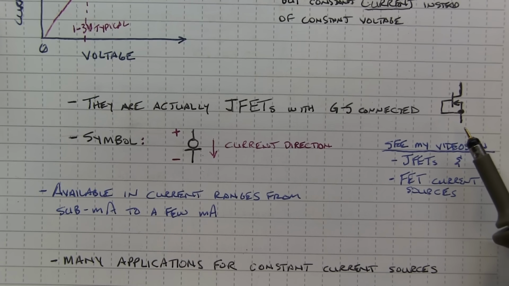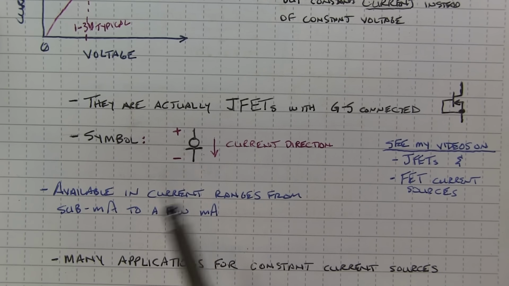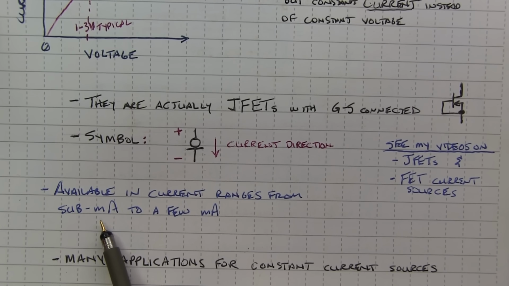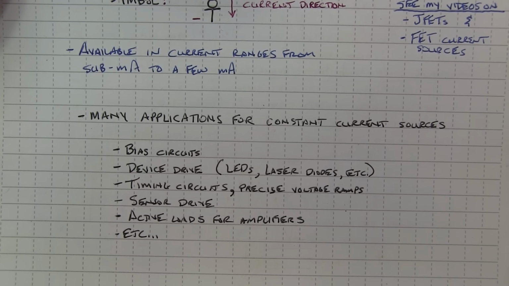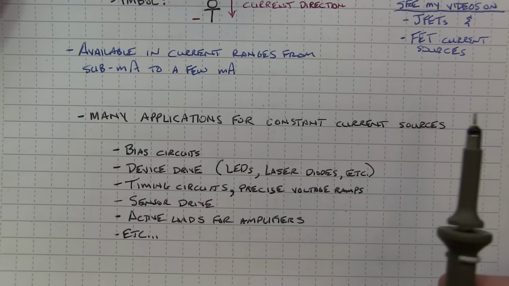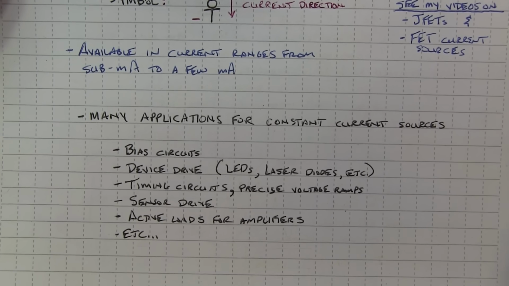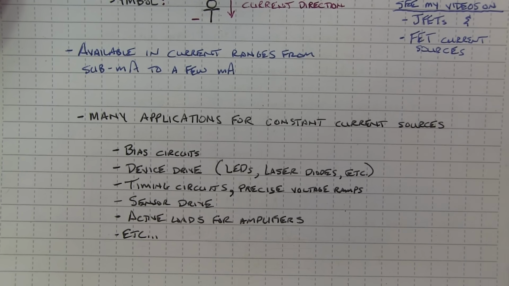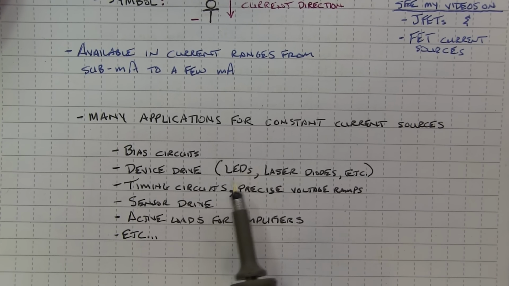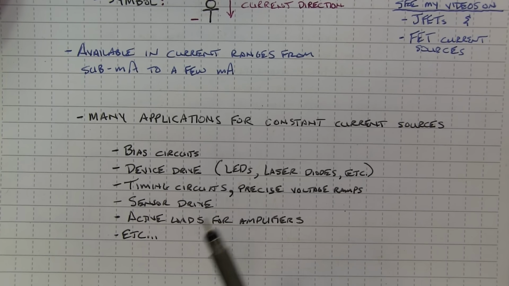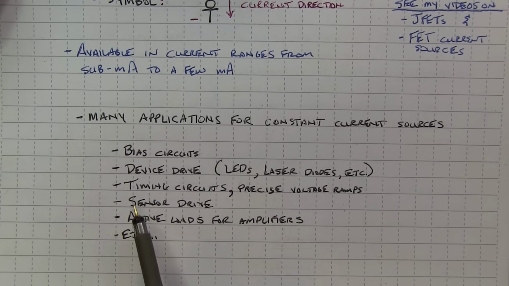These current regulator diodes are available in current ranges from a few hundred microamps up to just a few milliamps. There's a lot of applications for constant current sources in general that I've uncovered in past videos. They can include things like bias circuits, drive for devices like LEDs or laser diodes or other types of devices, or sensors potentially.